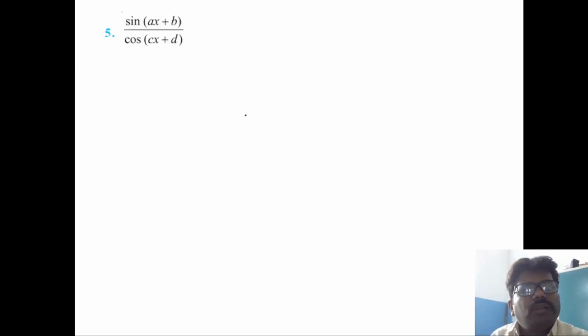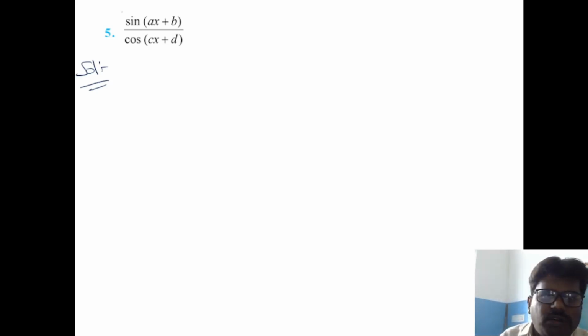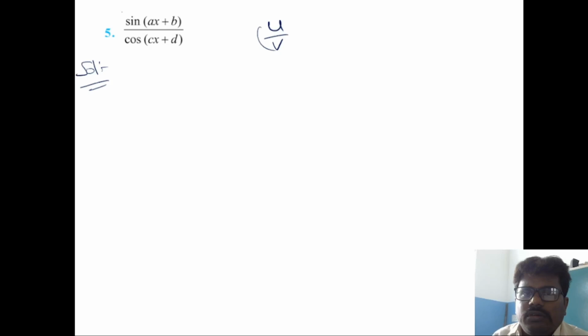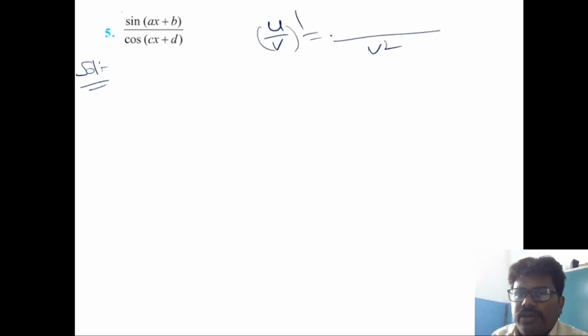Okay, next question number 5. So here if you observe, the numerator is sin(ax plus b), the denominator is cos(cx plus d). So both the functions in terms of x are involved in the numerator and denominator. So here we are going to use the differentiation of u by v formula. So (u by v) dash is nothing but 1 by v square into (v u dash minus u v dash). So take this numerator as u and this as v, and find the differentiation of this.